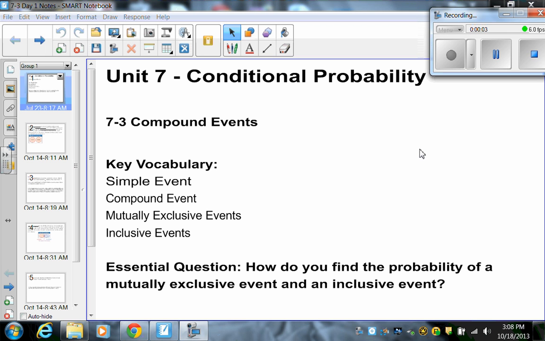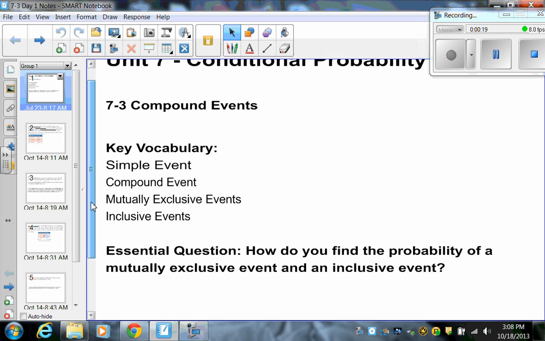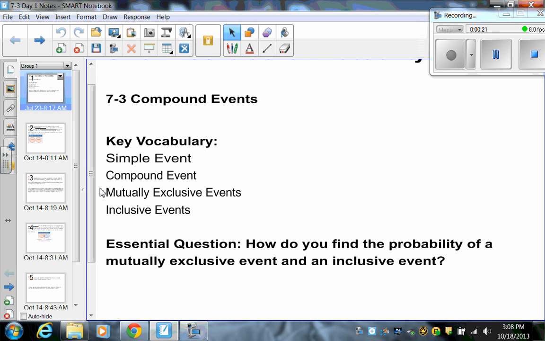This is the video for accelerated geometry on section 7-3 on compound events. In this first video on compound events, we will focus on how to create Venn diagrams to help us find the probability of the event. The key vocabulary that we're going to see is simple event, compound event, mutually exclusive events, and inclusive events. The essential question is, how do you find the probability of a mutually exclusive event and an inclusive event?